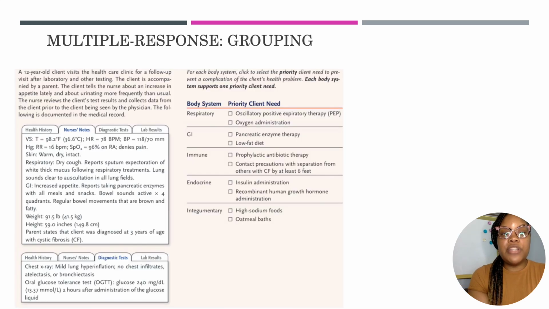So the following question reads, a 12-year-old client visits the healthcare clinic for a follow-up visit after laboratory and other testing. The client is accompanied by a parent.